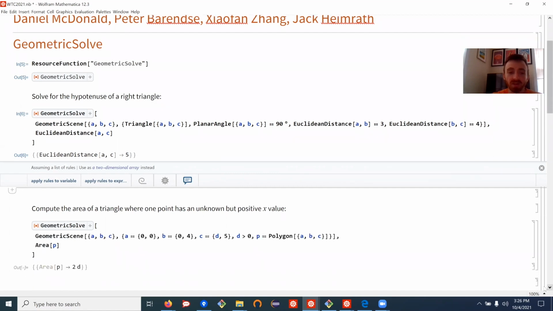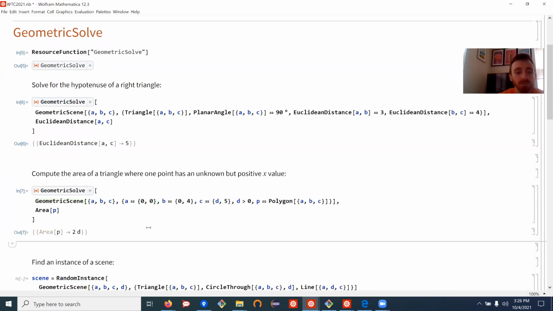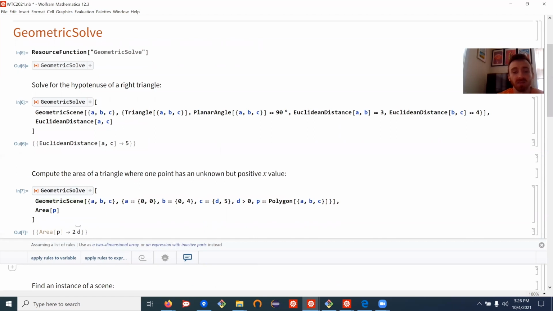Another example is if we've got a triangle with the vertices given except for the x coordinate for this point C, which will give value D, and we want to know the area of this polygon, which obviously will depend on D. And it can solve that. So the area of this polygon is 2 times D.